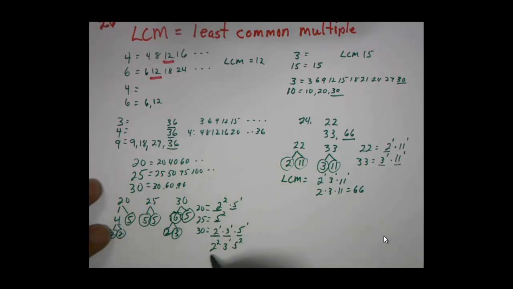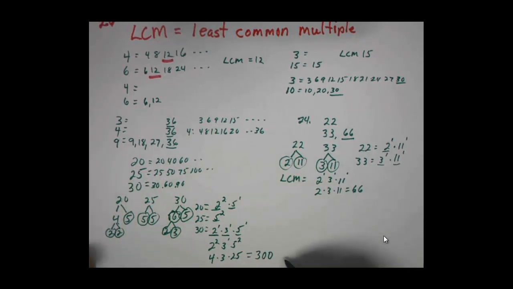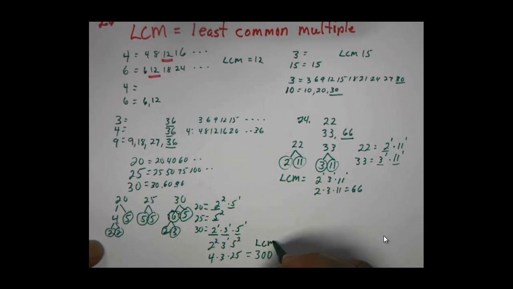So now I'm going to convert these back. 2 squared is 4. 3 to the first, of course, is 3, and 5 squared is 25. So 3 times 25 is 75, times 4 then is going to be 300. And that is going to be our least common multiple.